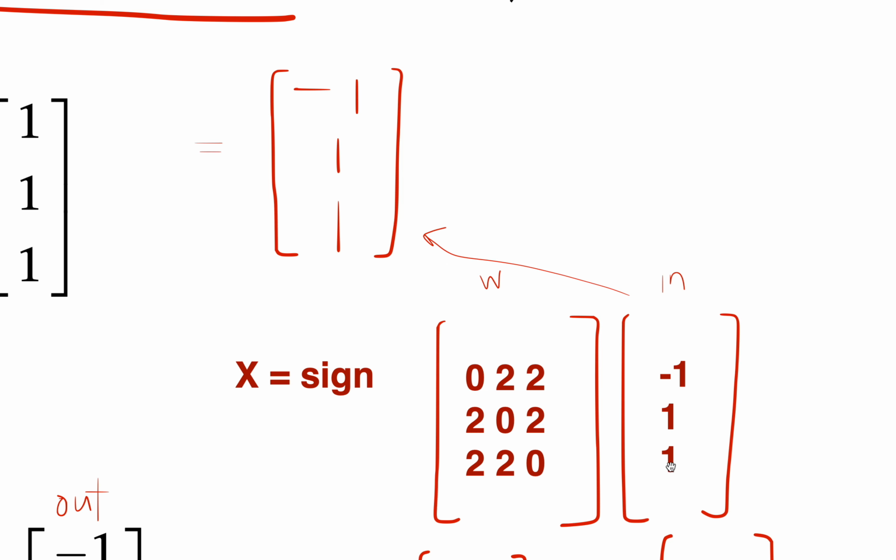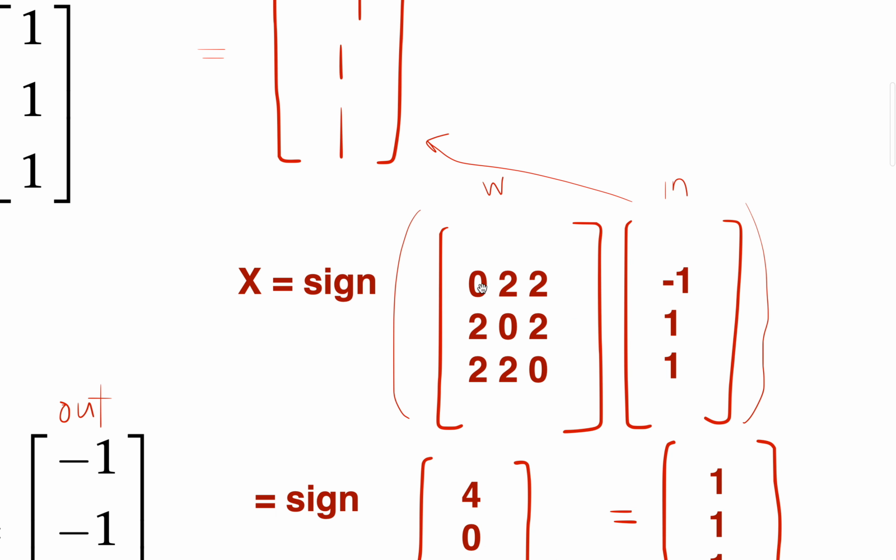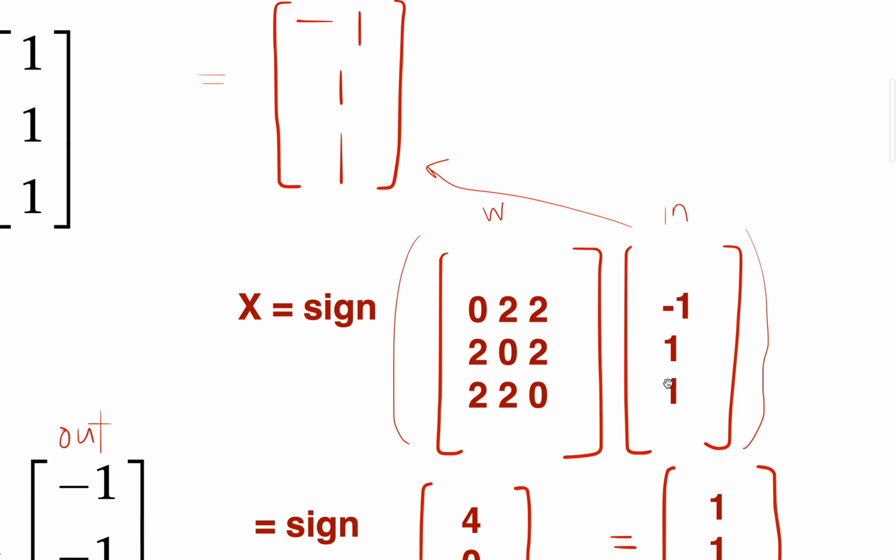Okay, so negative 1, 1, 1. Don't forget to apply the sign as well. This is still inside the brackets, so the sign is still there, and we solve the part inside the brackets first: weight times input. See, negative 1 is the value here, since we are doing the unstable state now. So 0 times negative 1 plus 2 times 1 plus 2 times 1, then we will get the value of 4.